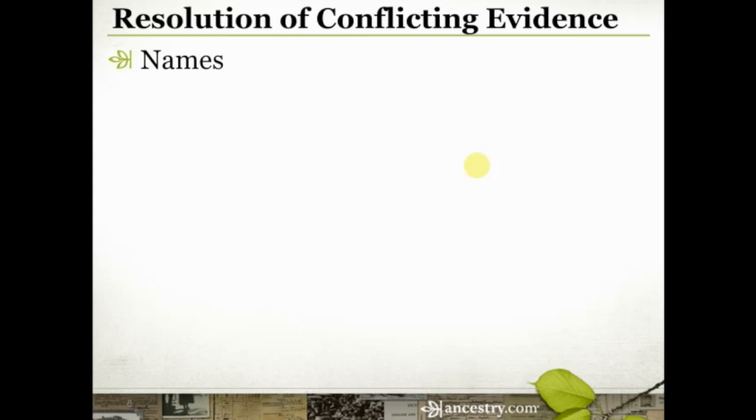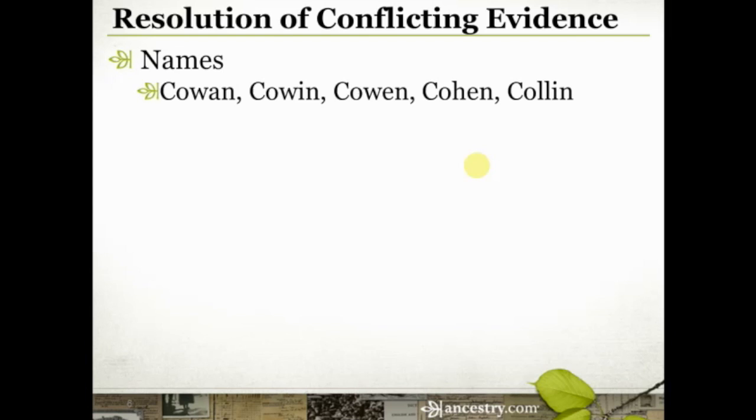So let's talk a little bit more in detail about some of the specific kinds of conflicting evidence you're going to come across. One is names. Okay, so for example, here's my surname. It's Cowan, C-O-W-A-N. But I have found records where it's spelled C-O-W-I-N and C-O-W-E-N. That's easily explained, right? That is the kind of conflict that I can jot down to a spelling error, right? Spelling errors, transcription errors, spelling was not important prior to the days of Social Security. People's names weren't necessarily spelled a consistent way.